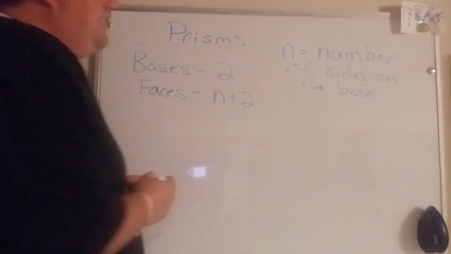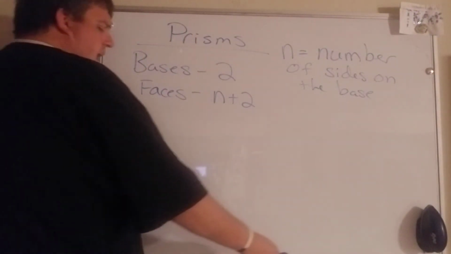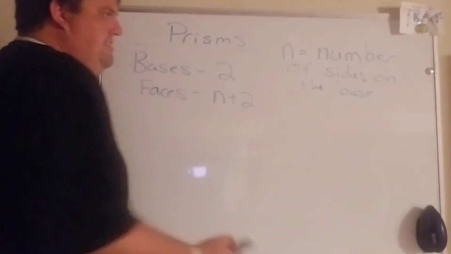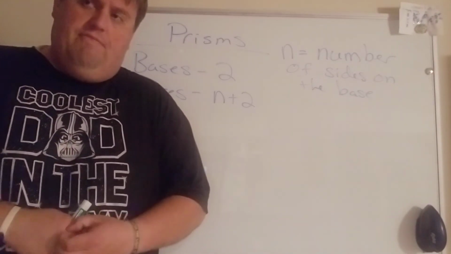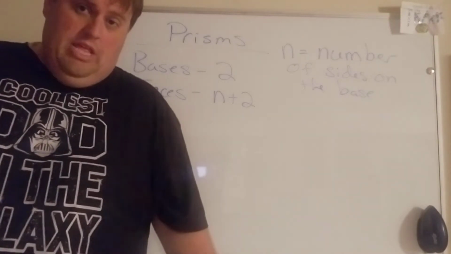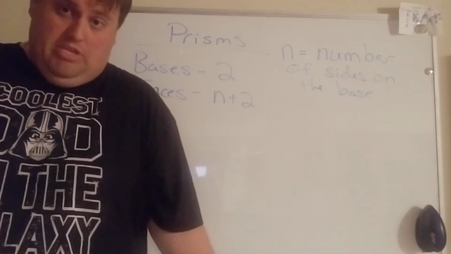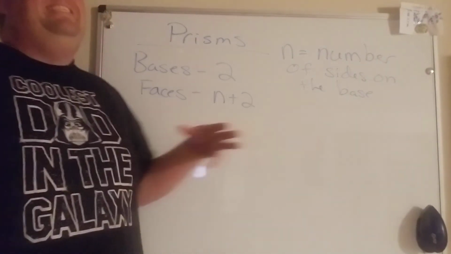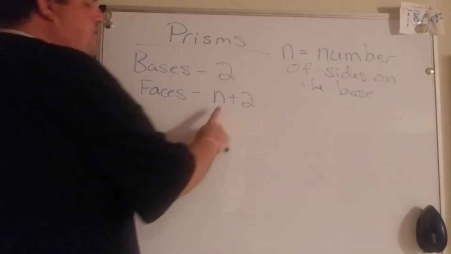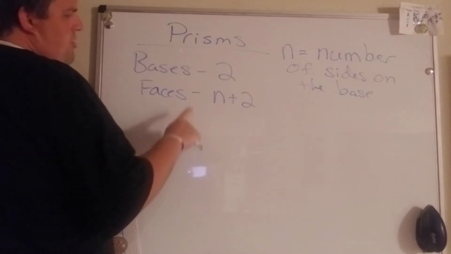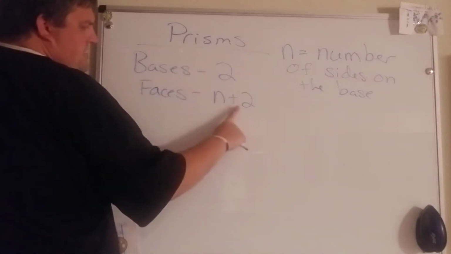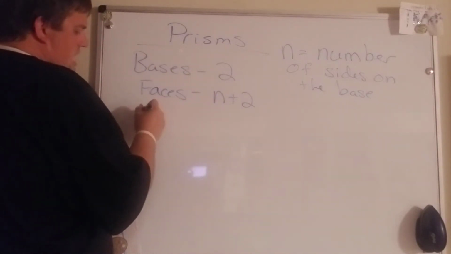So if the base is a hexagon, then n for us is going to be 6, because hexagons have 6 sides. If the base is a triangle, then n is going to be 3, because triangles have 3 sides. So however many sides that base has is going to be our n when we're talking about the prisms here. So bases, there's 2. Faces, there's n plus 2.